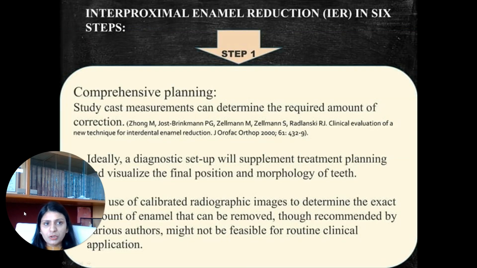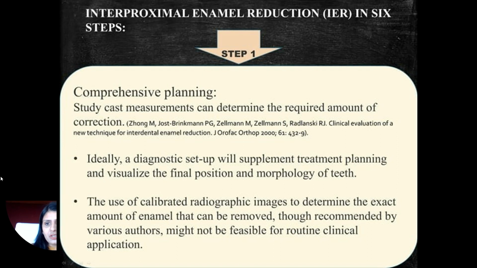Now, what are the steps? How do we go for proximal stripping? The first thing is a diagnostic setup. A diagnostic setup will supplement the treatment planning, and it will help in visualizing the final position and morphology of teeth. The second thing is to take an IOPA, measure the enamel thickness, and then check if you can go for proximal stripping or not. If enamel thickness is not sufficient, you should not reduce the enamel. However, if there is sufficient enamel thickness, it can be considered for routine proximal stripping.